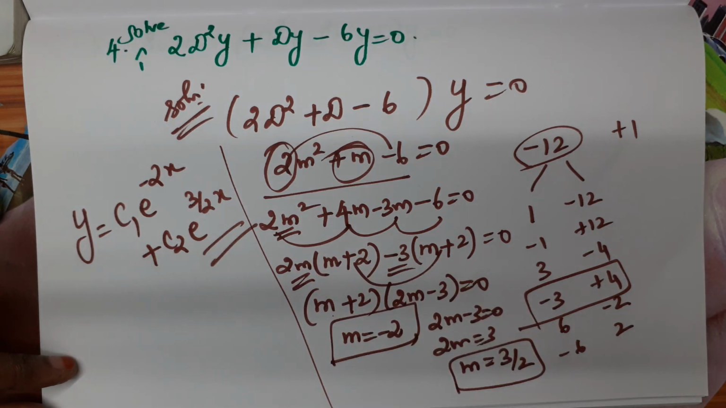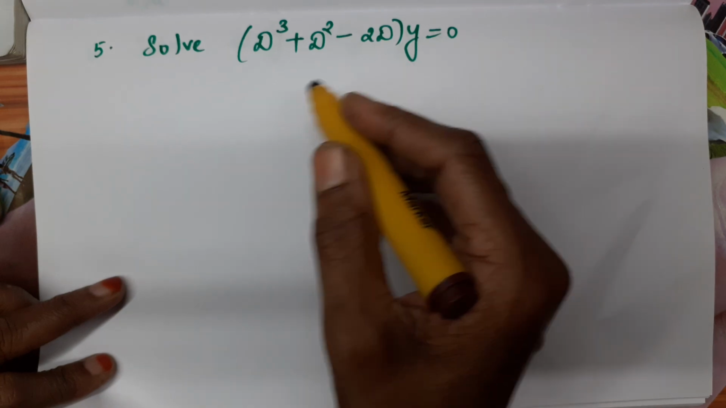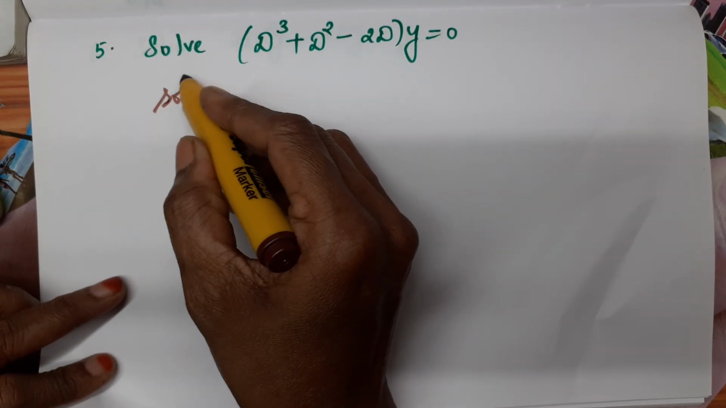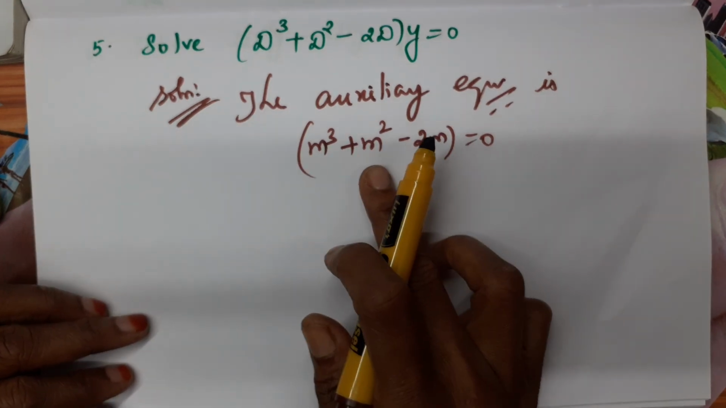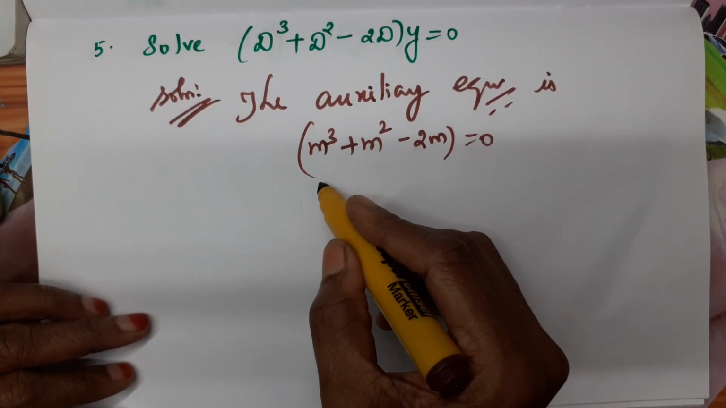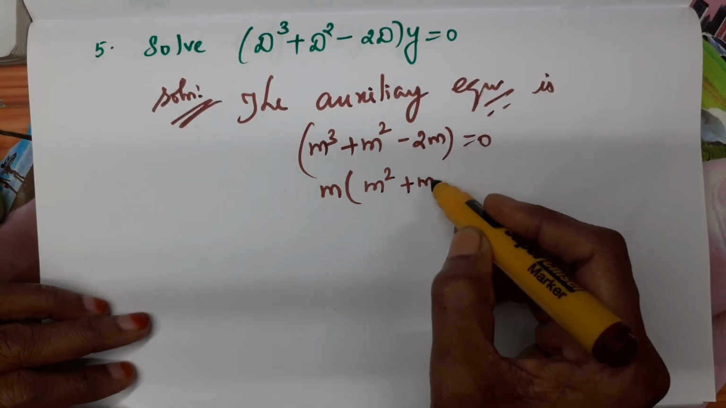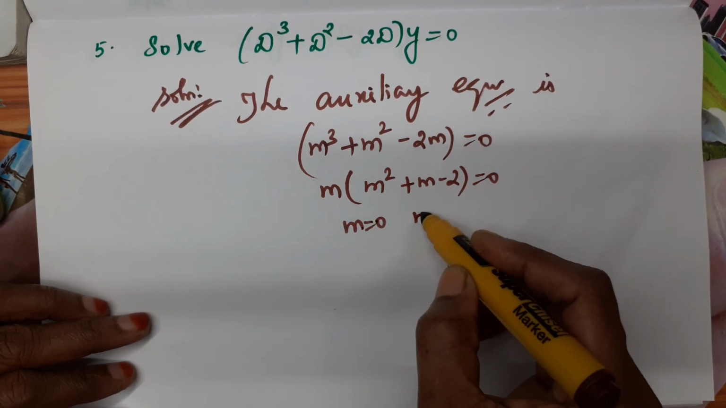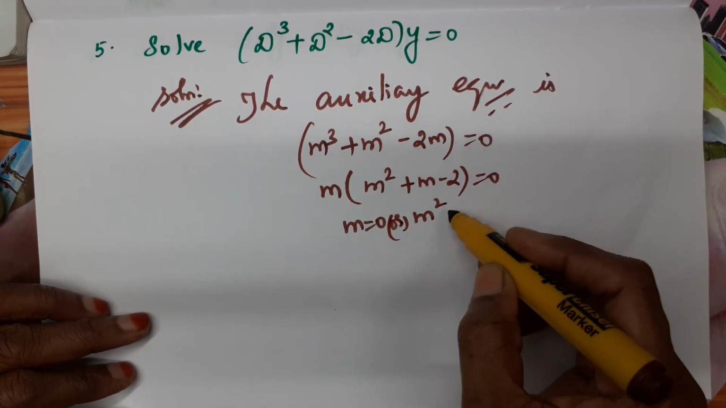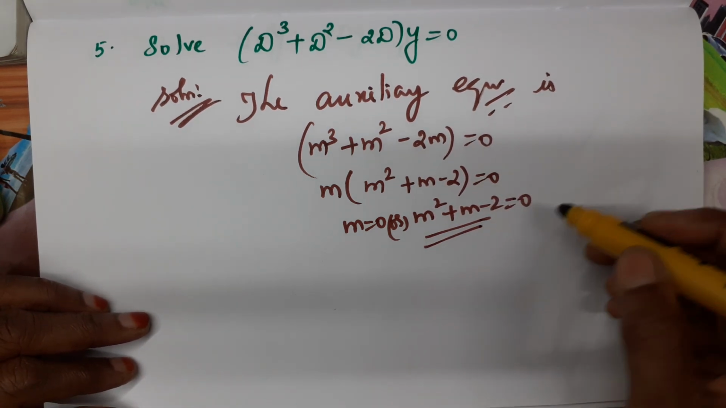Is it clear? The next problem is d cube plus d square plus 2d into y equal to 0. So we have to find the auxiliary equation first. m cube plus m square plus 2m equal to 0. I can take m outside. So m square plus m minus 2 equal to 0. So either m equal to 0 or m square plus m minus 2 equal to 0. Now we have to find the roots.